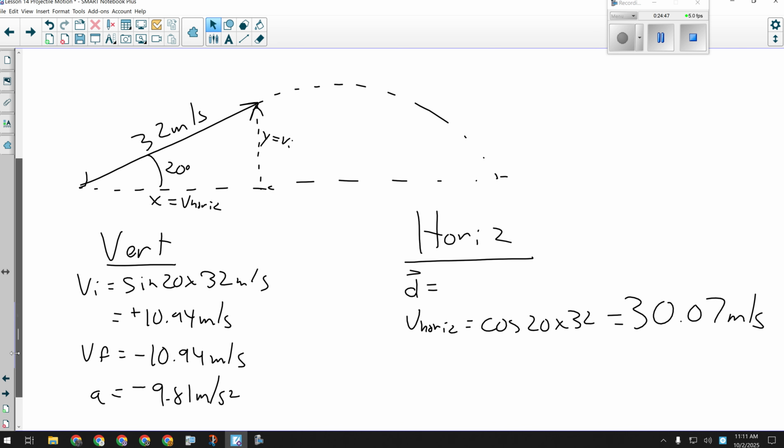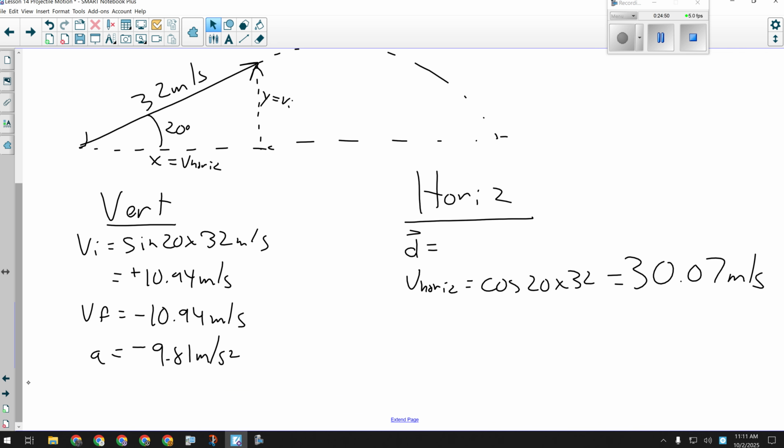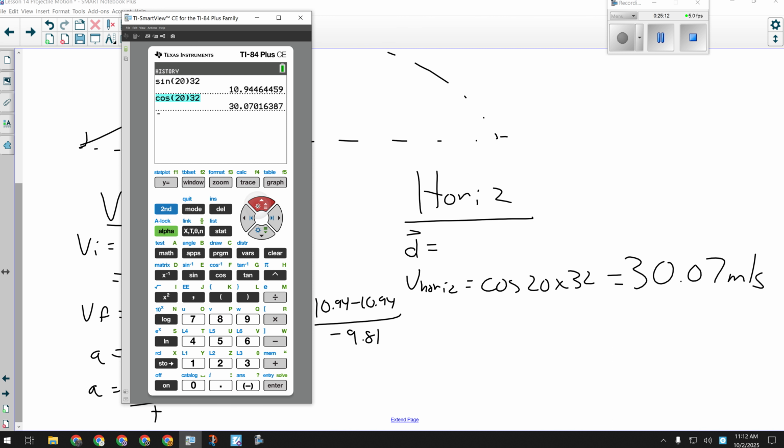So I go back and use our good old Science 10 formula, A equals VF minus VI over T, and I just manipulate for T. T will be my final velocity, negative 10.94, minus the initial velocity, 10.94, divided by my acceleration, negative 9.81. So negative 10.94 minus 10.94 will be the top, and I divide that by negative 9.81. All right, the General Lee is flying through the air for 2.23 seconds.